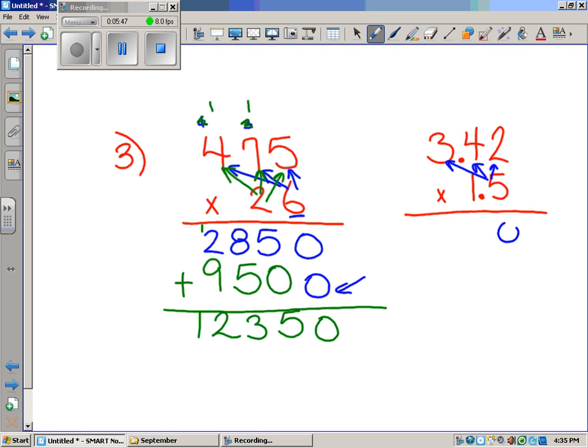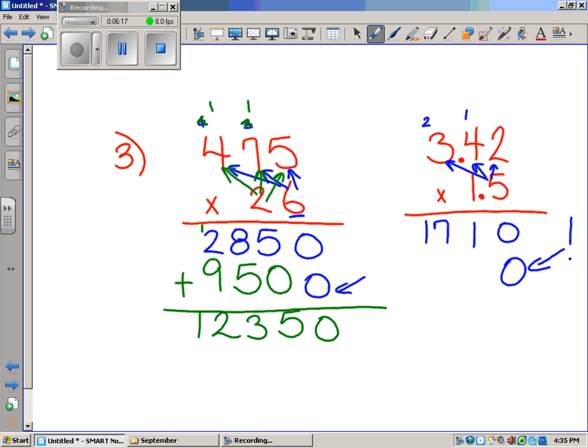5 times 2 is 10. 0. Carry the 1. 5 times 4 is 20. Plus 1 is 21. Carry the 2. 5 times 3 is 15. Plus 2 is 17. There's no more to do, so you're allowed to put 2 digits there. With multiplication, your next step is to put 0 as a placeholder right there. This is important. This is where a lot of kids make their mistake. They simply forget to do it.